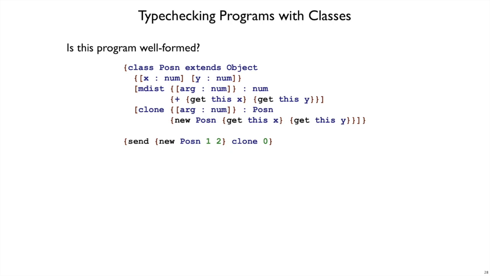Let's try this program. So now I've got two methods, mdist and clone. Mdist works the way it should. It returns a number by using the x and y fields, which are present.